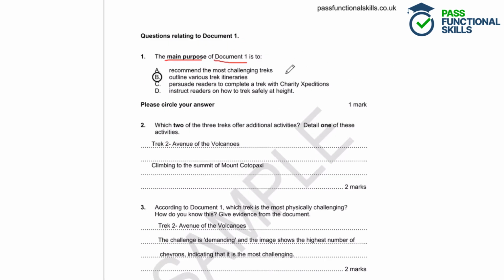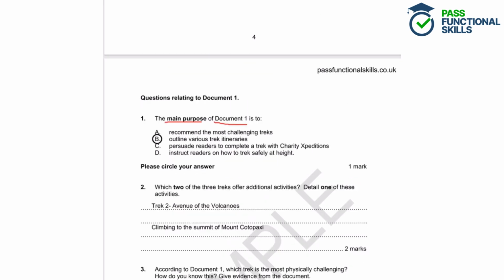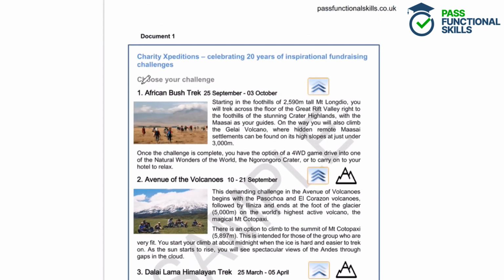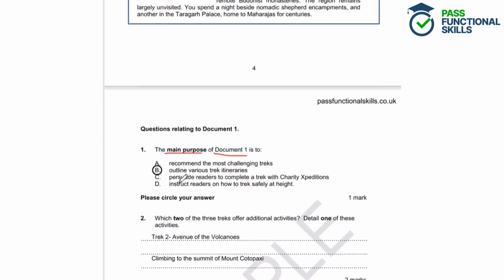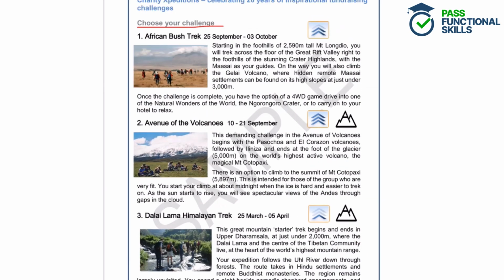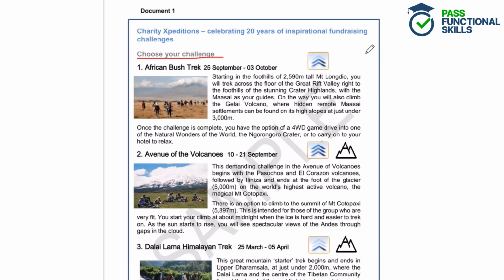So all of these options are purposes of the document to some extent. It does recommend some of the most challenging treks. It's telling us to choose our challenge and then giving us a few recommendations of treks that we could do. We're also being persuaded to complete a trek with charity expeditions because we've got persuasive language such as inspirational to describe the challenges.